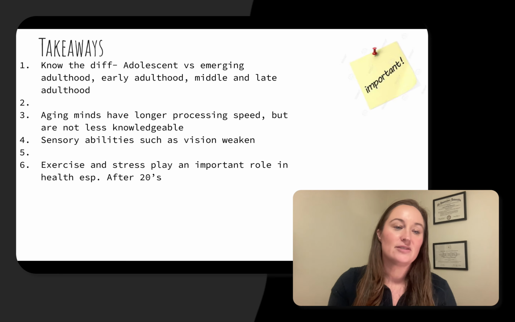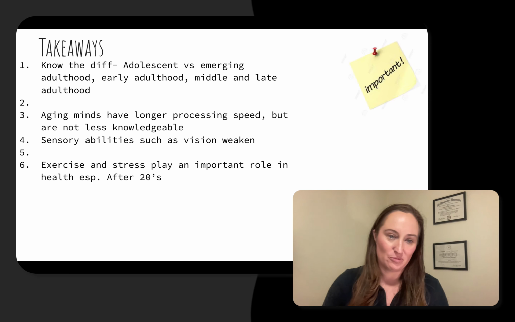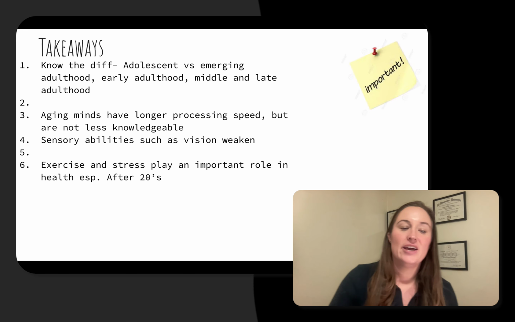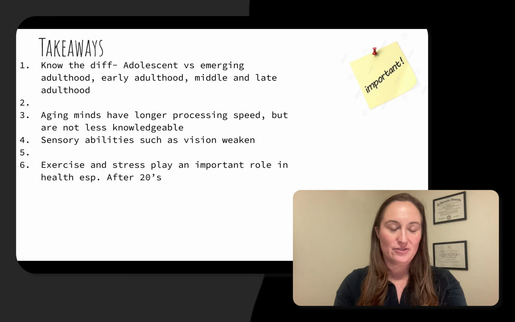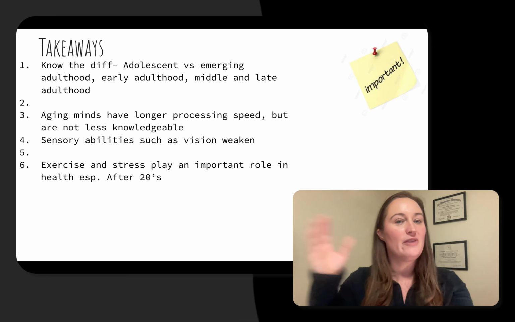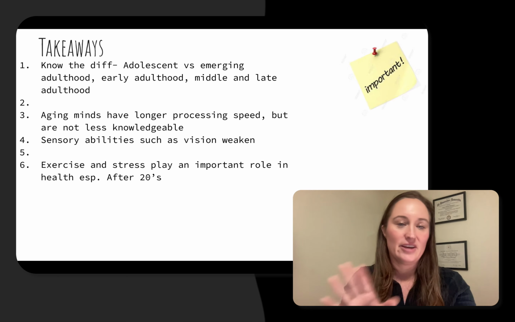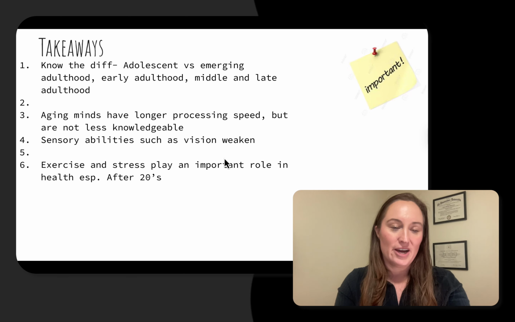Okay, so takeaways. Know the difference between adolescence, emerging adulthood, early, middle, and late adulthood. Aging minds have slower processing speed, but are not less knowledgeable. Sensory abilities such as vision tend to weaken, and exercise and stress play a very important role in health, especially after age 20. Like 25, 27, we peak if we're a professional athlete, but we won't notice if we're not until much later. So that sums up Mod 3.2b, and I will see you in class.